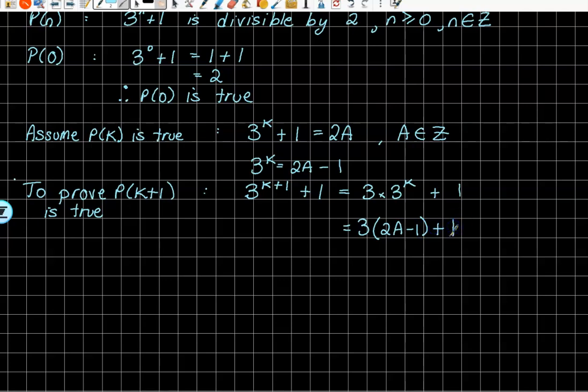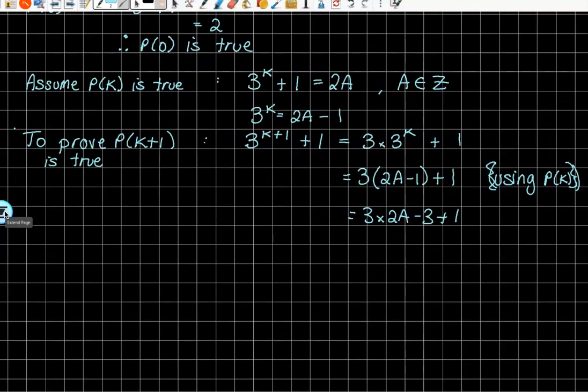Oscar's going to yell out. So we must write using P of k, curly brackets, whatever. Okay, 3 times 2a. Again, if you wrote 6, that's okay. I'm actually concentrating to write 3 times instead of just 6. So now we've got 3 times 2a, minus 3 plus 1 is minus 2. Lo and behold, that means I can now pull out my common factor of 2.